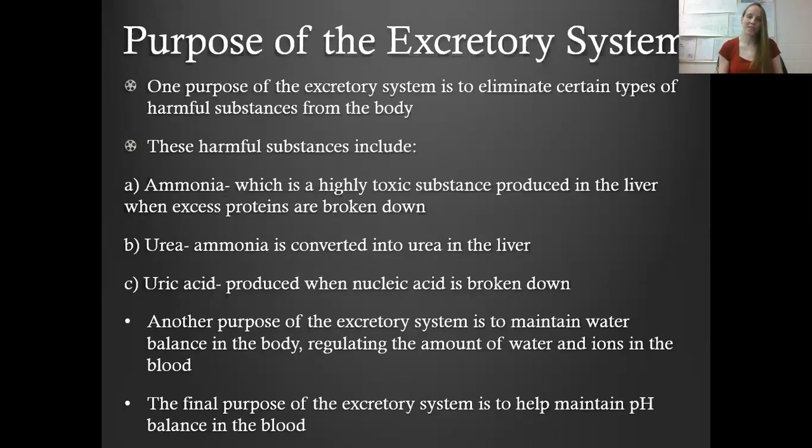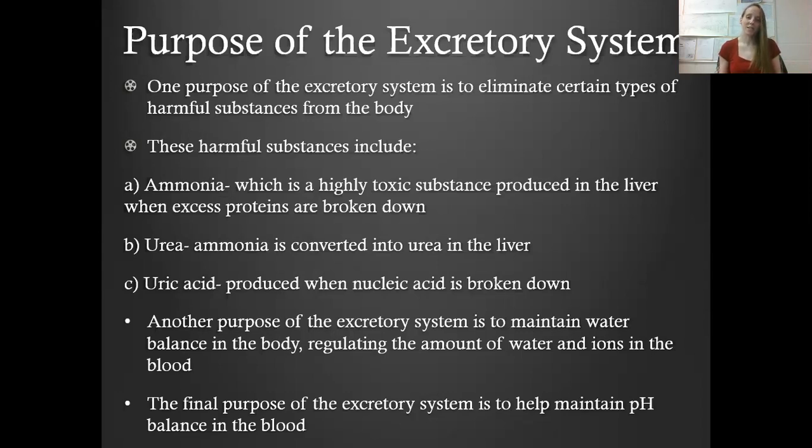So the whole purpose of the excretory system is to just eliminate harmful substances from the body. That includes ammonia, which is a highly toxic substance produced in the liver anytime excess proteins are broken down. Also urea, which is what ammonia is converted into in the liver, and uric acid, which is produced when nucleic acid, like DNA, for example, is broken down.